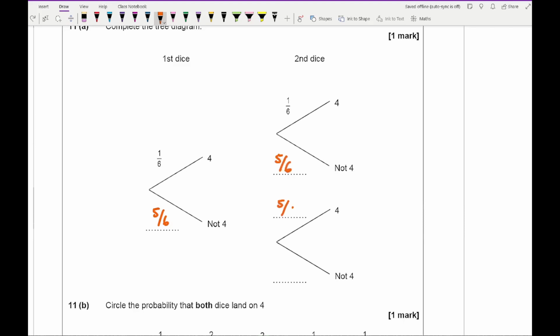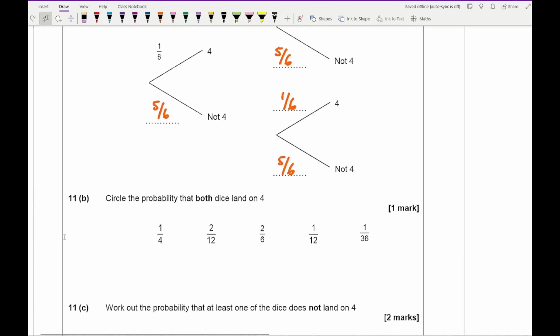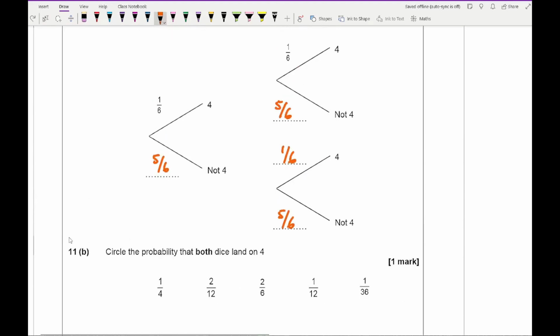and we just repeat the process for the other blank spaces. Well, that's going to be 1/6, and this is going to be 5/6. And then for question 11b, it says circle the probability that both dice land on a 4. Well, if they both land on a 4, we're looking at 1/6 times 1/6, which is 1/36, which means I need to circle the fifth option.